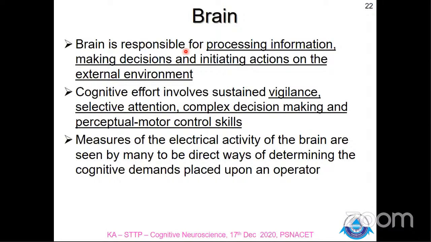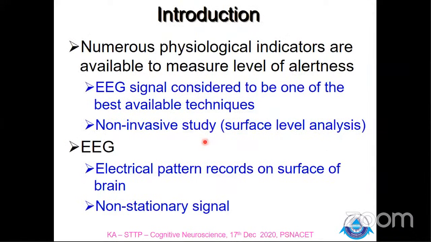So the brain is one of the very important things. Using the signal information, we can get some information, for example attention level, the vigilance level of the corresponding person, whether this person is stressed, or cognitive performance. Anything we can predict using the signal. Numerous physiological indicators are available for measuring level of alertness, only the level of alertness. One of them, EEG, is a better tool. EEG is considered one of the best available techniques.